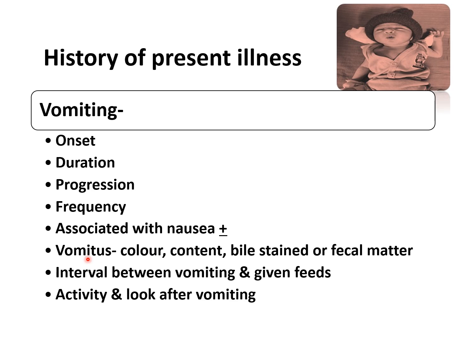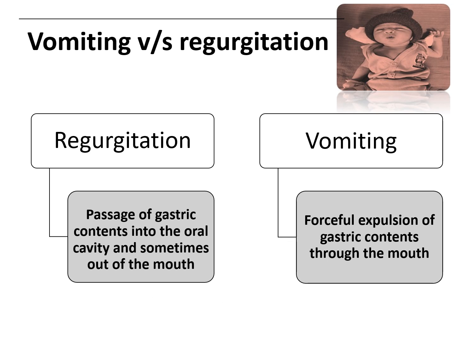Then about the vomitus: its color, its content, is it bile stained, or is even fecal matter present. Example, in intestinal obstruction, we have to differentiate the level of obstruction by these points. Then the interval between vomiting and the given feeds will give us a clue about the etiology. Then also see the activity and look after vomiting. So we will be able to differentiate whether it is regurgitation or actually vomiting.